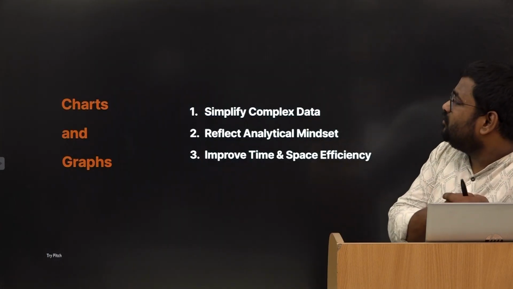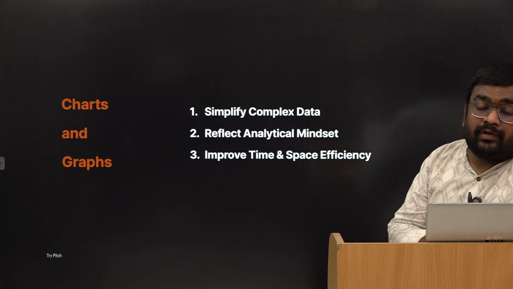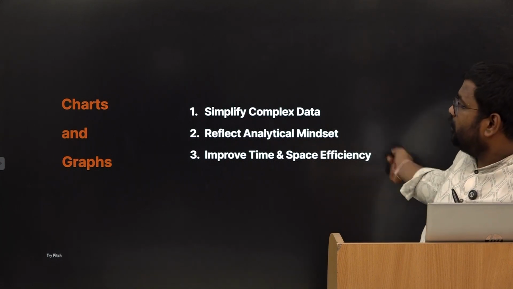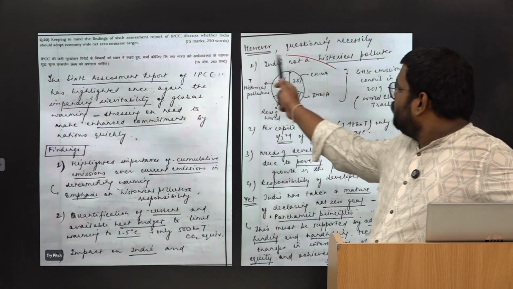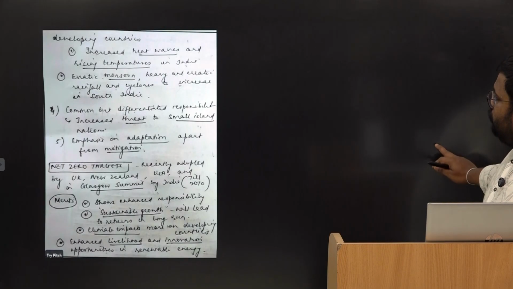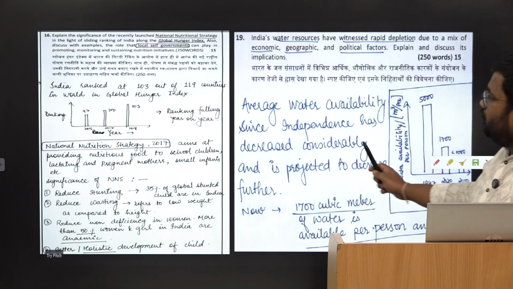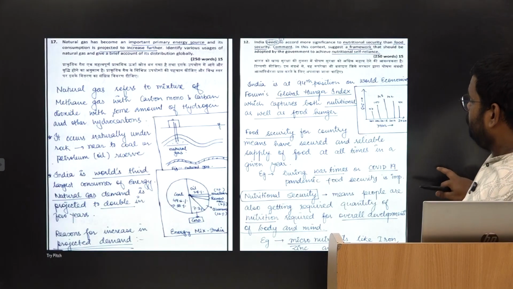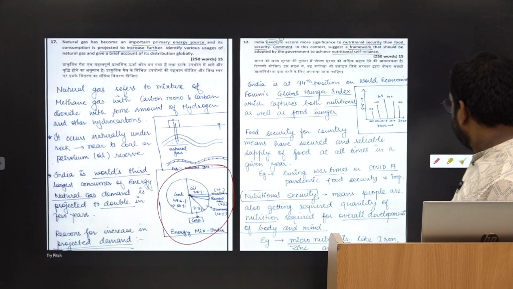Last is the charts and graphs, specifically in the governance part of GS2 and economics and internal security part of GS3. This kind of graphs or charts that you require to highlight. This is again a bar graph, Shubham Kumar. Okay. Next, this is India's energy basket. Okay.